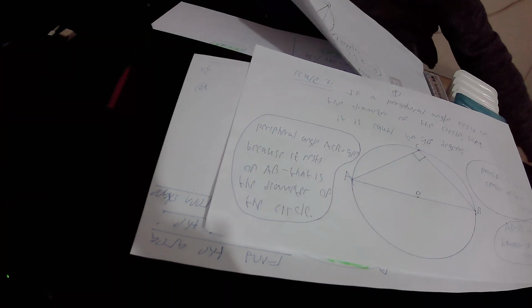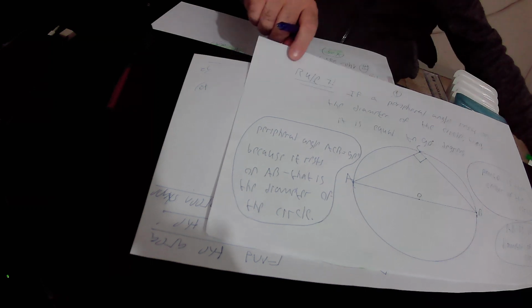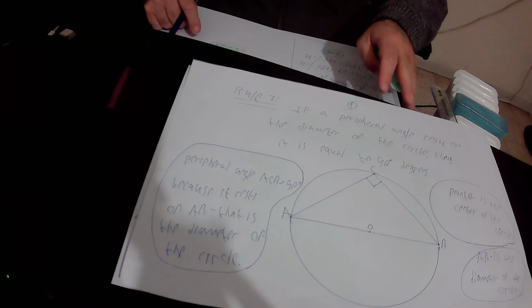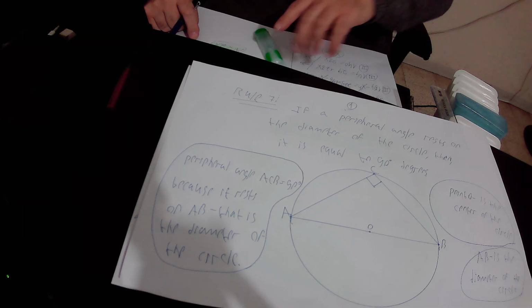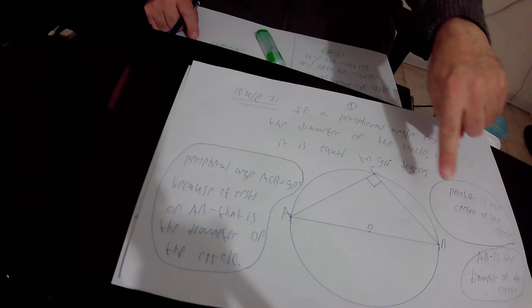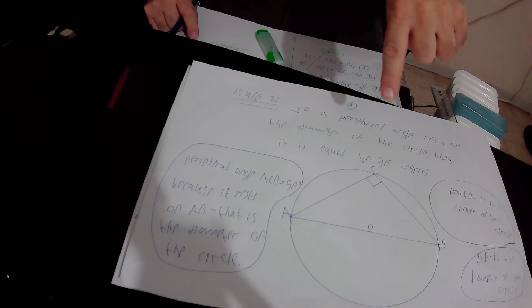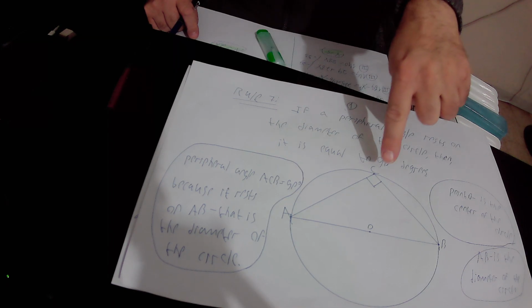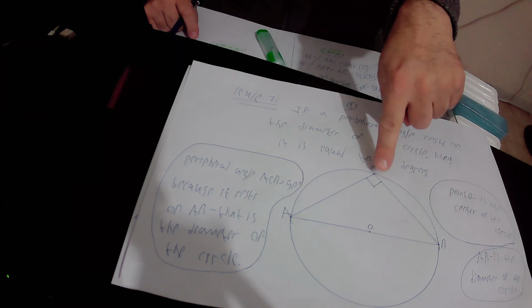According to rule number 7, if a peripheral angle rests on the diameter of the circle, then it is equal to 90 degrees. Here we have this peripheral angle ACB that rests on AB, that is the diameter of the circle. Therefore, this peripheral angle that rests on the diameter of the circle must be equal to 90 degrees. And indeed, this peripheral angle ACB is equal to 90 degrees.